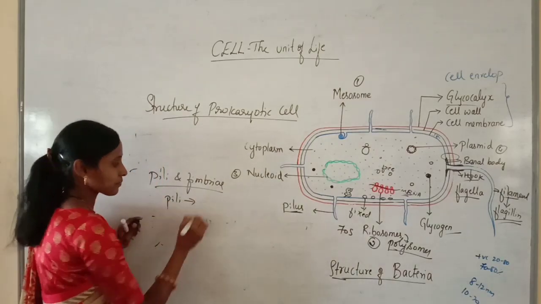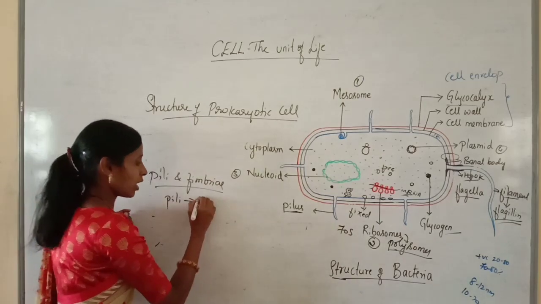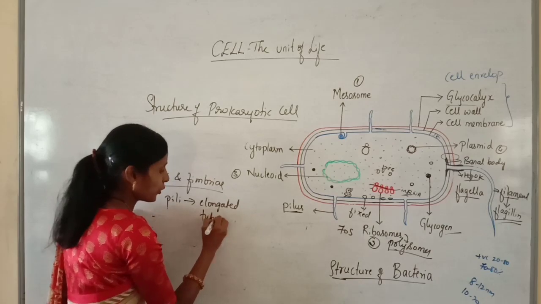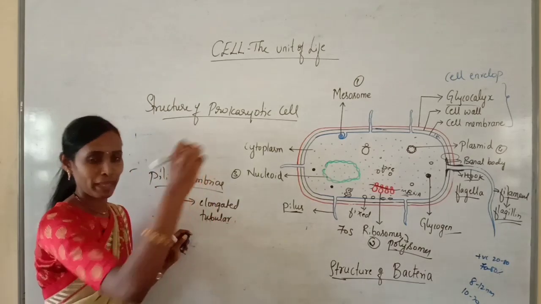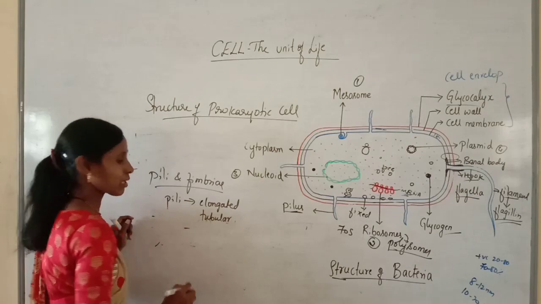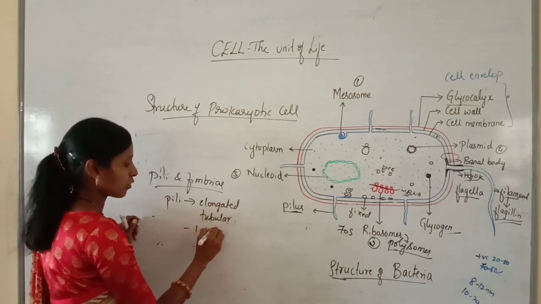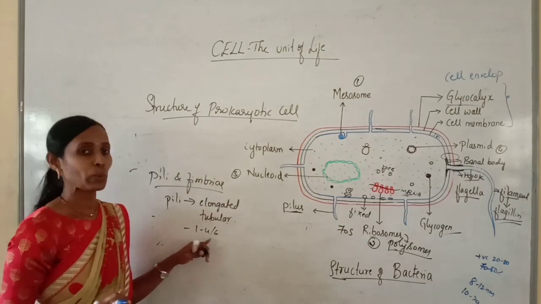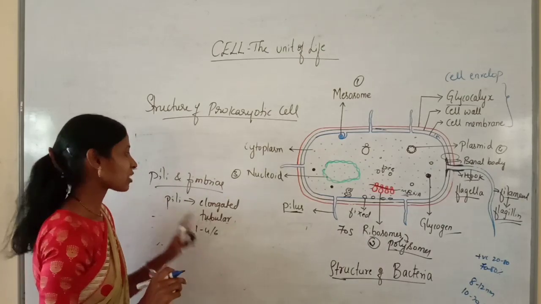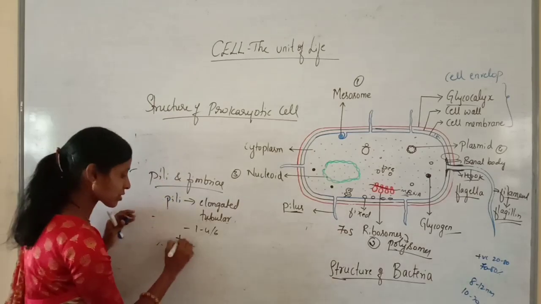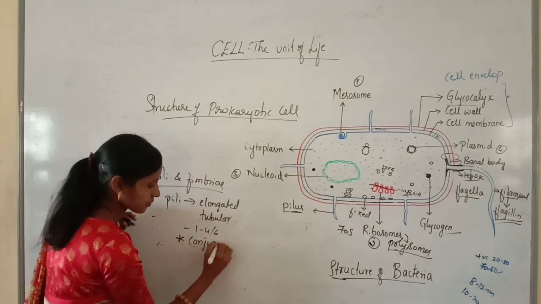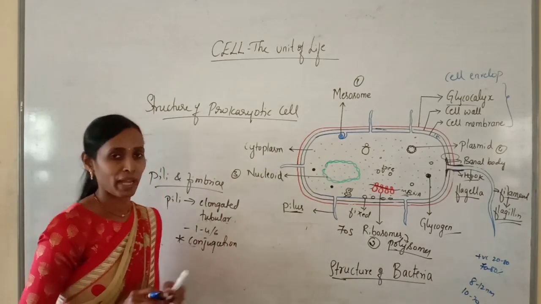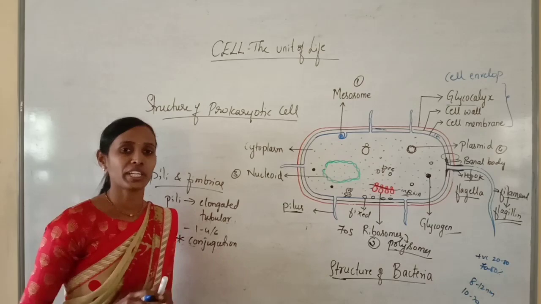These pili are usually elongated tubular structures arising from the plasma membrane, and their number is usually less. They may be 1 to 4 or 6. The number of pili varies from 1 to 6. And what is the main function of the pili? The main function is conjugation. Conjugation is a sexual mode of reproduction in the case of bacteria, that is, transferring the genetic material.